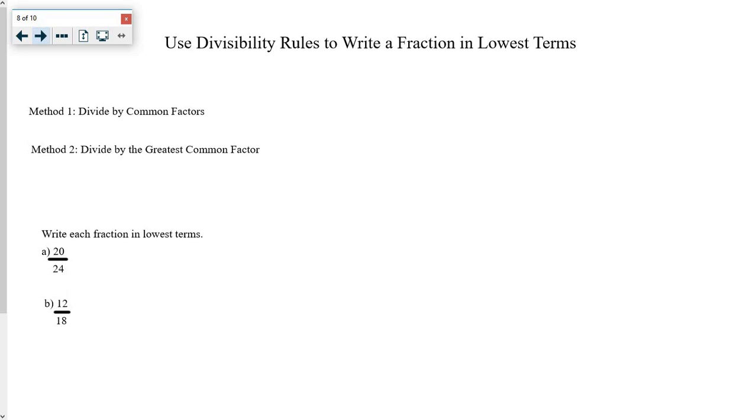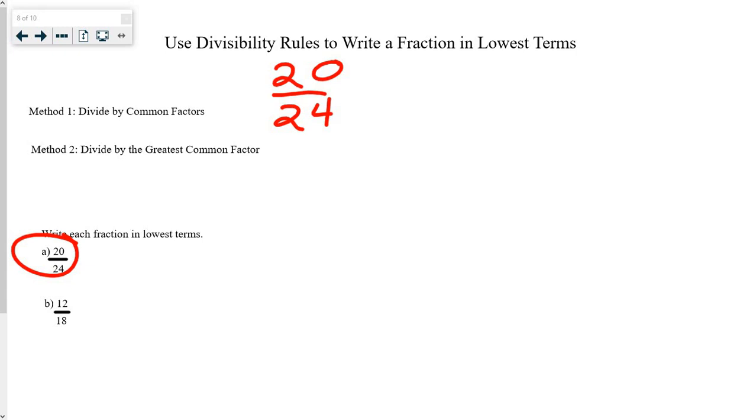So if we're going to put fractions in lowest terms, the first one is divide by common factors. If we know that 2, 4, and 8 are the same, then we can divide by 2, 4, and 8. Divide by the greatest common factor is number 2. So if we take this 20 over 24, that's this question down here.